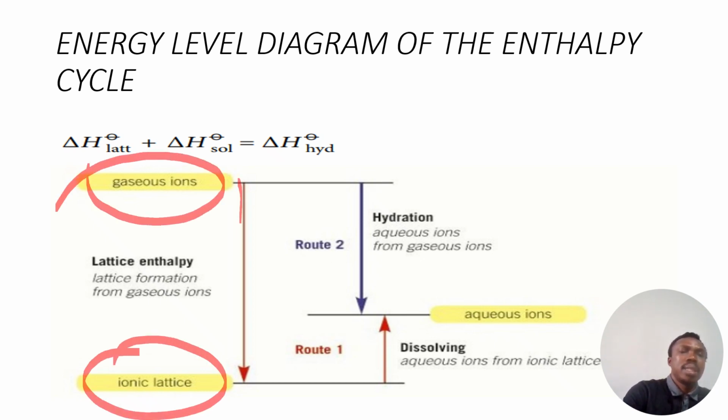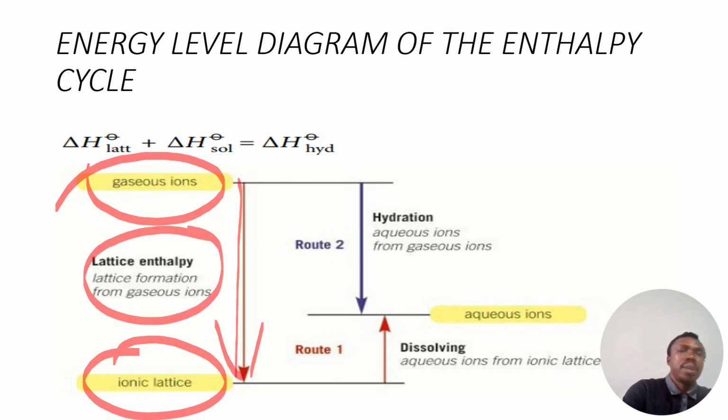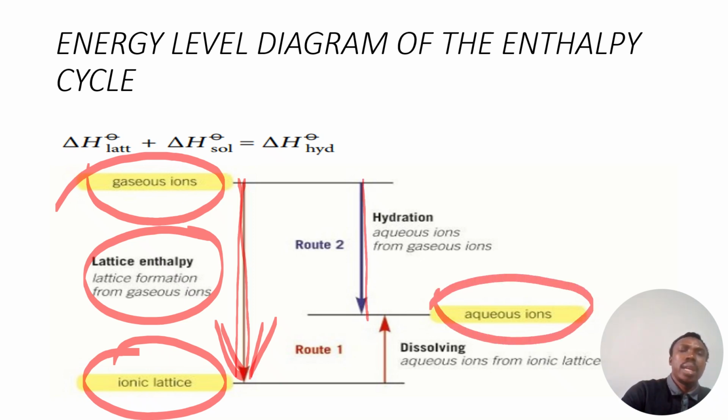So that is the lattice energy or the lattice enthalpy. You can see the arrow going down there because lattice energy is an exothermic process. Then this is hydration from gaseous ion to aqueous ion. This is the hydration. You can see the arrow going down. Hydration, enthalpy change of hydration, is always exothermic. So the arrow is going down.